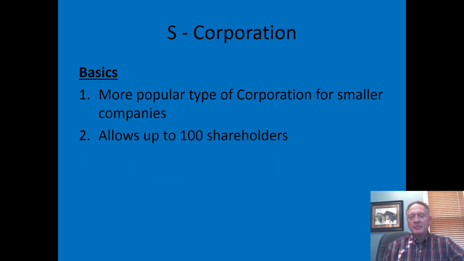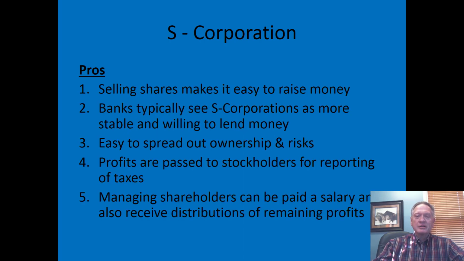The next one I want to talk about, the other type of corporation, is an S corporation. This is the one that's more popular with small businesses, for a couple of reasons. Basically, it does allow up to 100 shareholders, so it's not like you can only have 1 or 2 or 3. By no means does it limit you to a large extent on the number of shareholders. It does limit you to 100, but in my opinion, I very seldom see an S corporation that even comes close to that many shareholders.